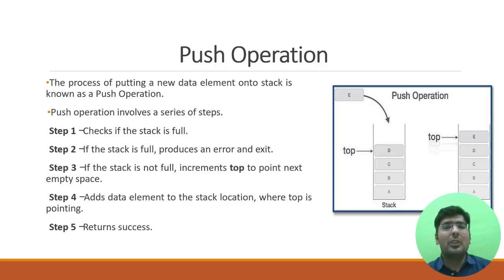The process of putting a new element onto the stack is known as a push operation. To understand the push operation step by step, in step 1, first we have to check whether the stack is full or not. If the stack is full, then it will produce an error and exit. But if the stack is not full and there is some space for the element, then we increment the top pointer to point to the next empty location. In step 4, we add the element at the location where the top pointer is pointing and return success.